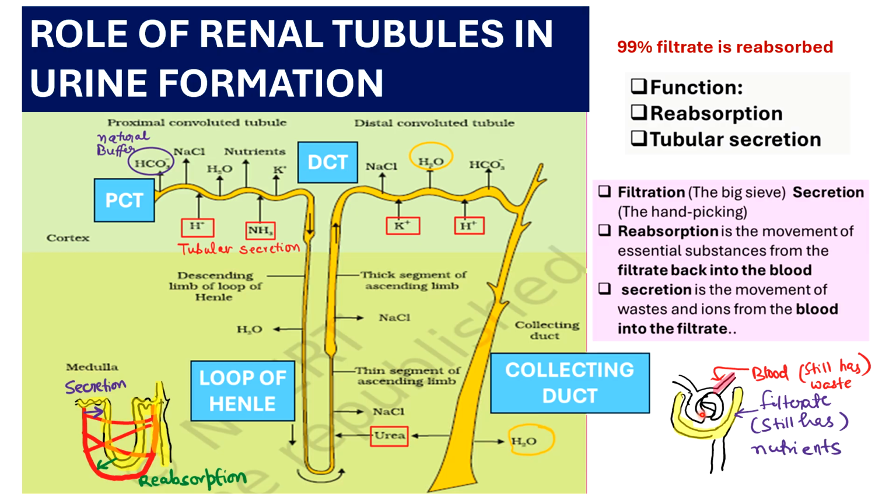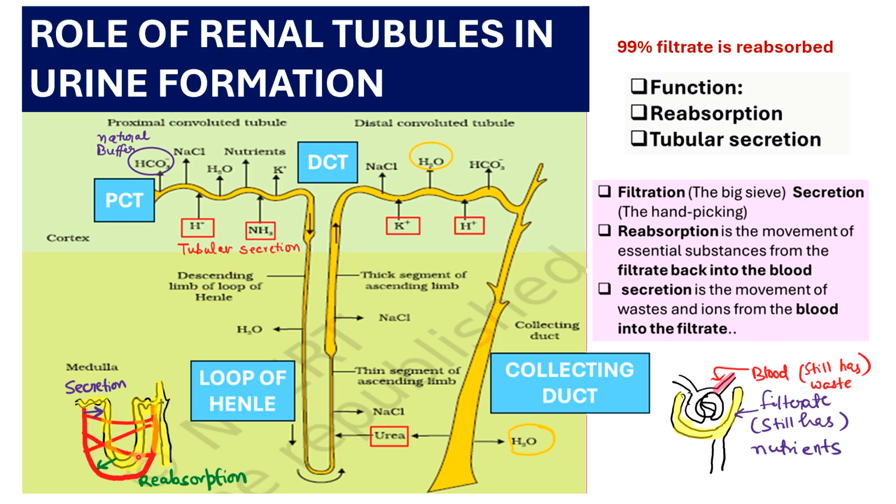Number one, in the filtrate there is too much water and we cannot afford losing that much water. Second, it has essential nutrients which we again cannot lose in the urine. Third, the blood coming out of the glomerulus still has some nitrogenous waste as well as H+ ions that need to be taken out from it, otherwise it would be toxic for the body.